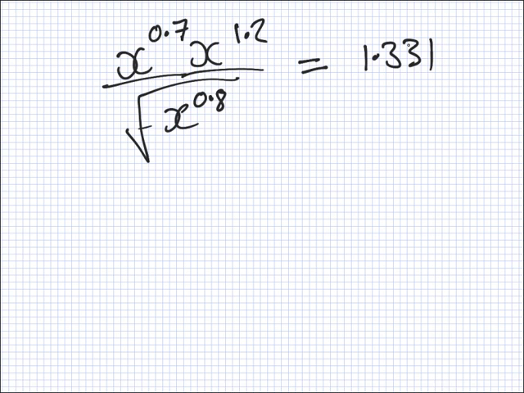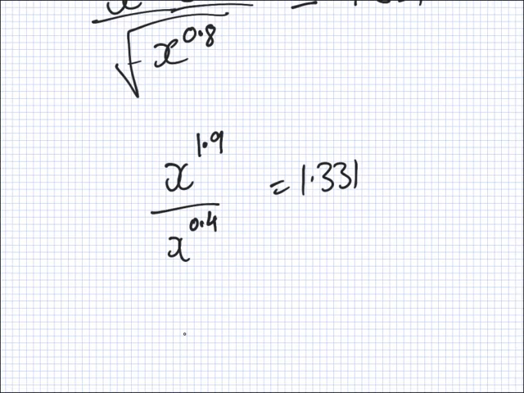Can we all look at this carefully? Because this is a common enough question. I've seen it a couple of times in the exam. So let's take the numerator first. We multiply, so we add the powers. So that would be 1.9. And what power is square root? A half. So that's 0.4. Now, what should I do next? Minus them. So that would be x power 1.5 equals 1.331. Is there a negative? No, that's fine.